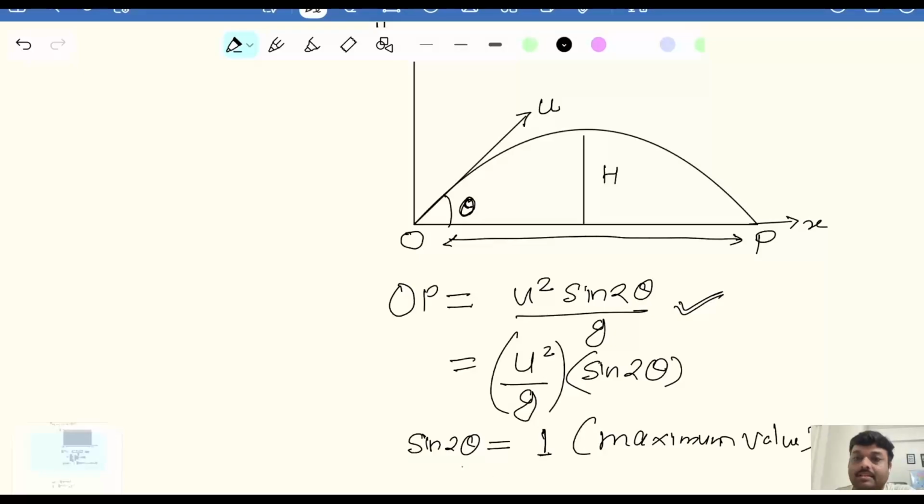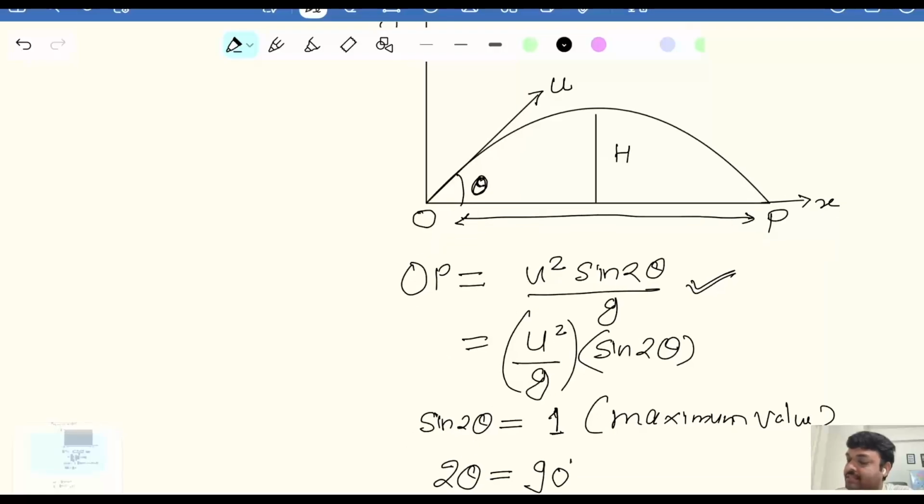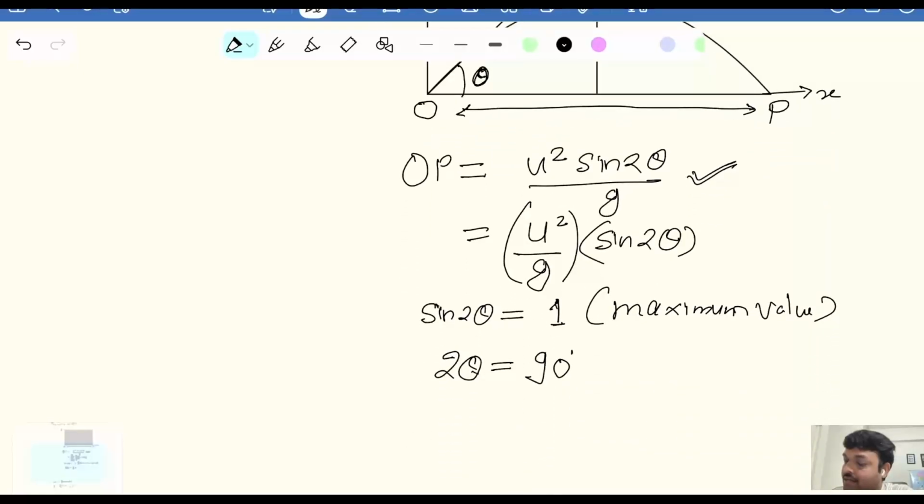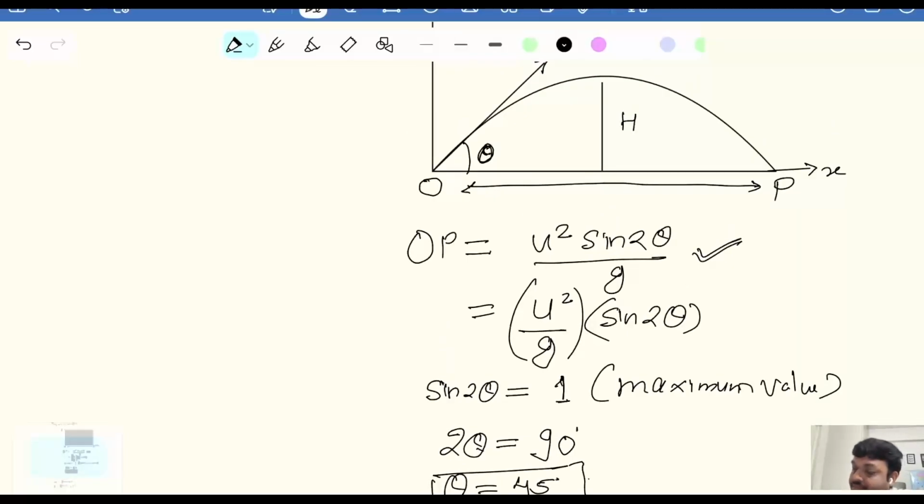At what angle of projection, at what 2 theta, would this value be 1? Sine 2 theta would be 1. We know that sine 90 is 1. Hence, 2 theta should be 90 degrees. Hence, we have theta as 45 degrees. What does it mean? At 45 degrees angle of projection, the projectile reaches the maximum range. The projectile achieves the maximum range.